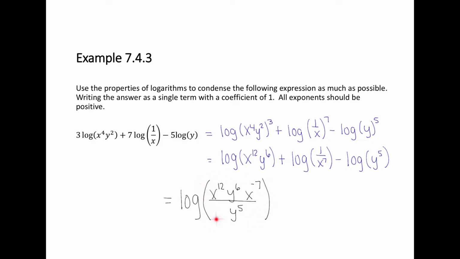Now when I simplify in here, one last time, I'll have a log, and I have, add your exponents, I'll have x to the 5th, 12 plus negative 7 is 5, and the y's, the 5 y's on the bottom cancel with 5 out of the 6 on the top, leaving 1 y, and that's our final simplification for this problem. Who would have thought that this would simplify into a logarithm of x to the 5th times y by looking at it?